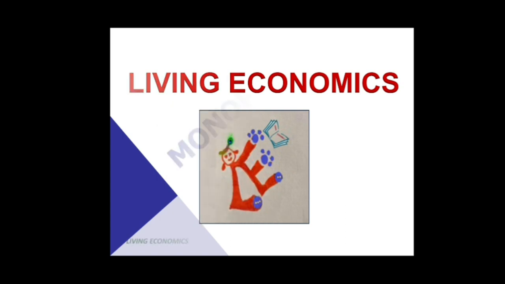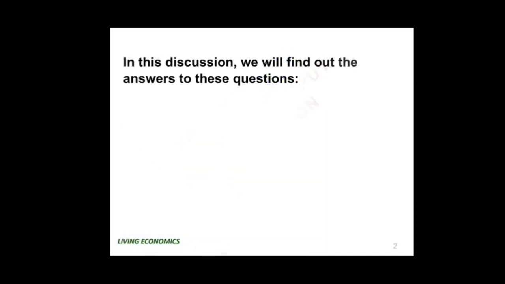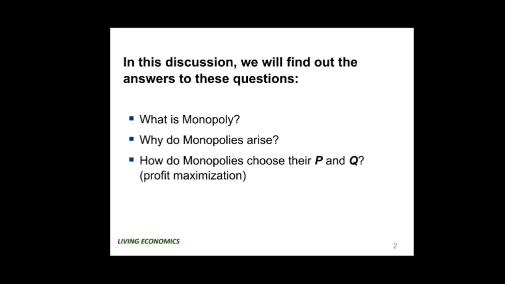Today we will be discussing monopoly and price and output determination under monopoly, if monopoly is a profit maximizing firm. In this video we will see the answers to these questions. First is definitely what is monopoly, why do monopolies arise, how do monopolies choose their price and quantity when they are a profit maximizing firm, and last but not the least, how do monopolies affect society's well-being.